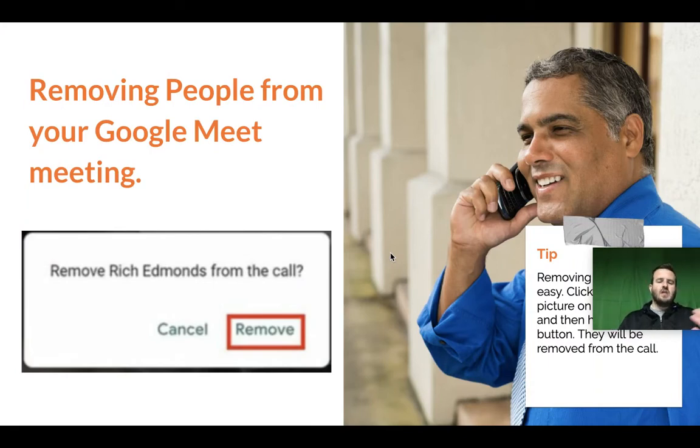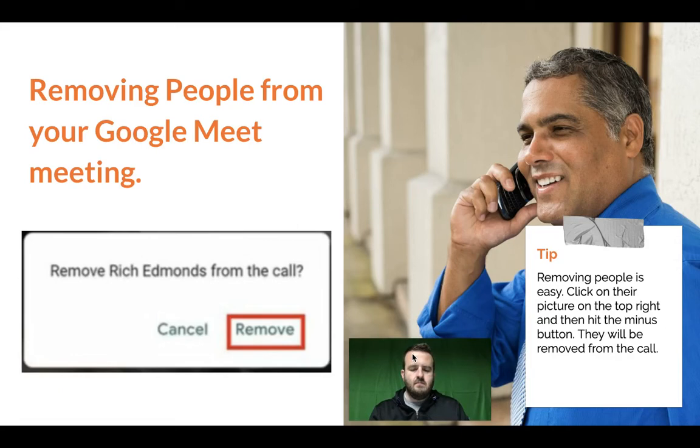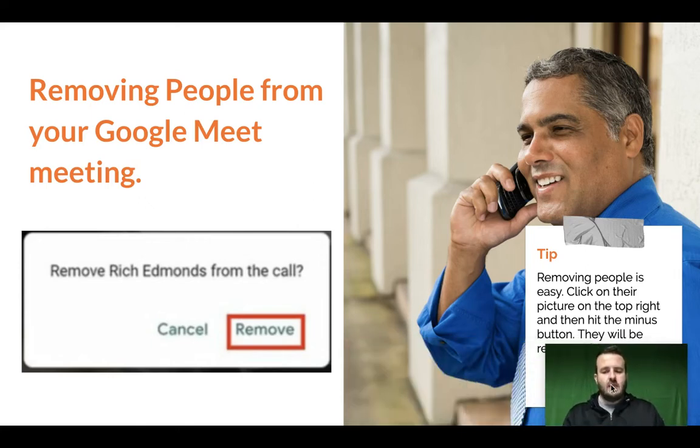I already talked about how to remove people from the call. When you remove people from the call, and I showed you this, they still have access to the link because the link is permanent. So when you remove a person from the call, you're removing them for that moment, but they can invite themselves back in, especially if it's somebody in your organization. They can jump back in at any time with the link.